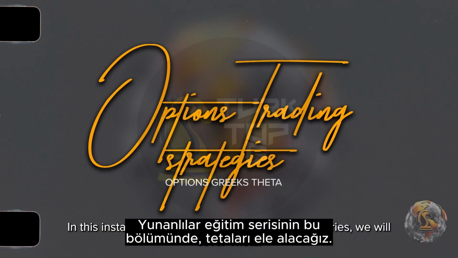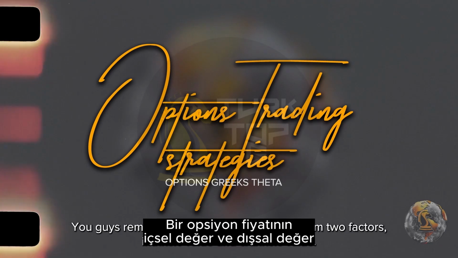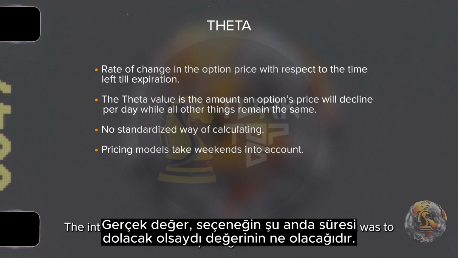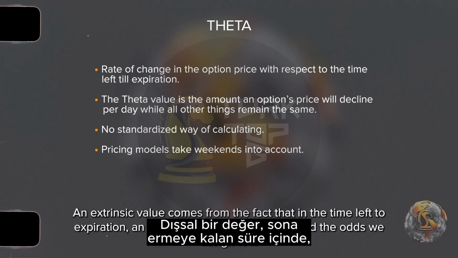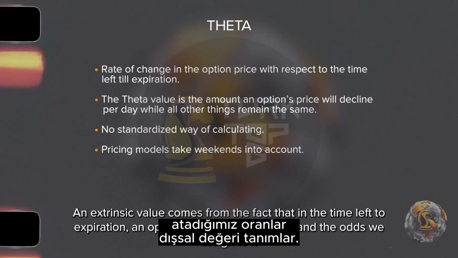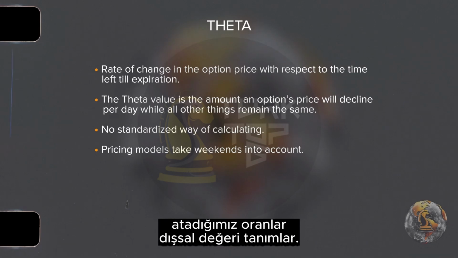In this installment of the Options Greeks tutorial series, we will cover theta. You guys remember an option price comes from two factors, intrinsic value and extrinsic value. The intrinsic value is what the option would be worth if it was to expire right now. And extrinsic value comes from the fact that in the time left till expiration, an option can increase in value, and the odds we assign to it define the extrinsic value.